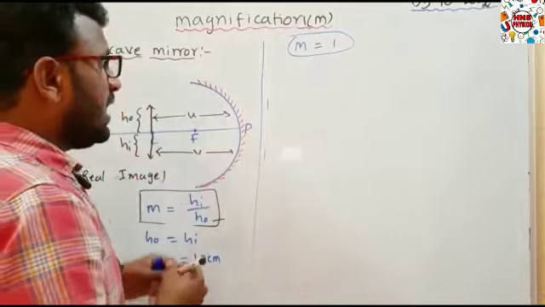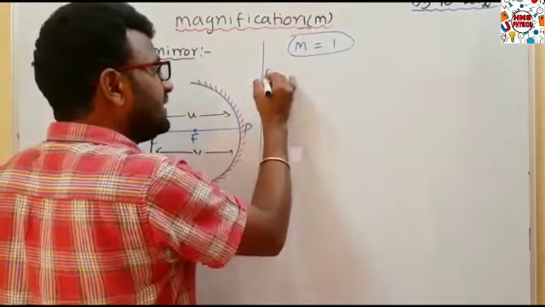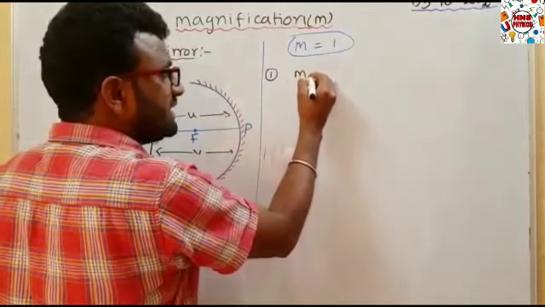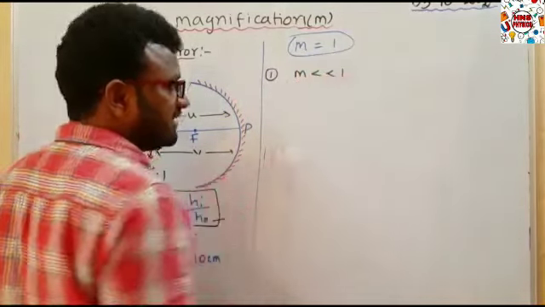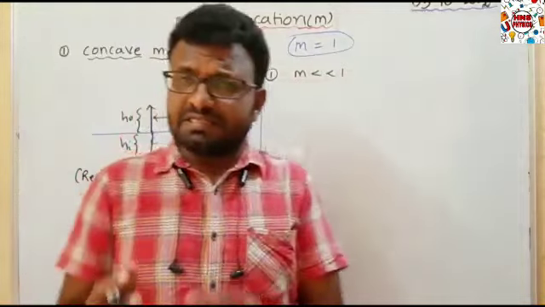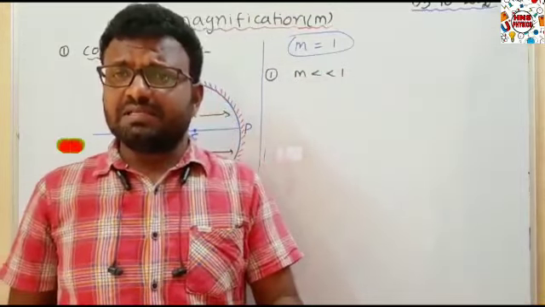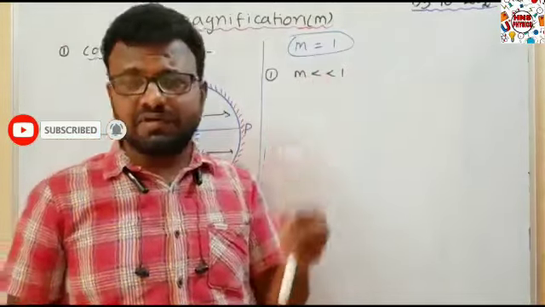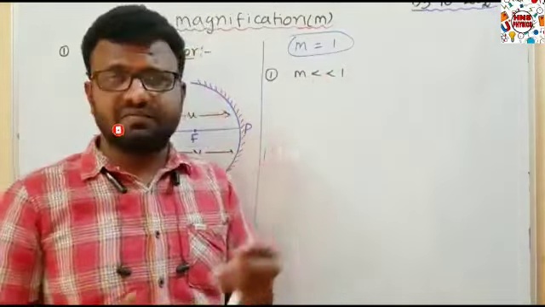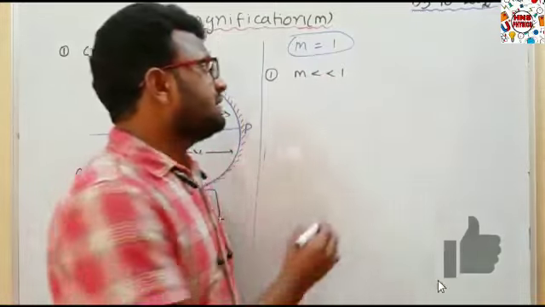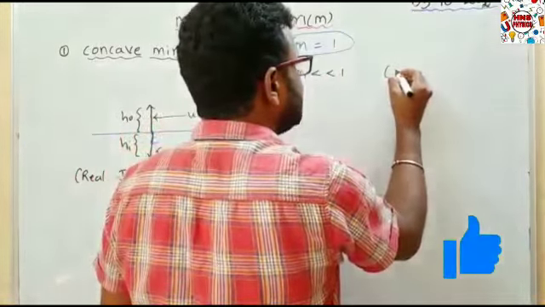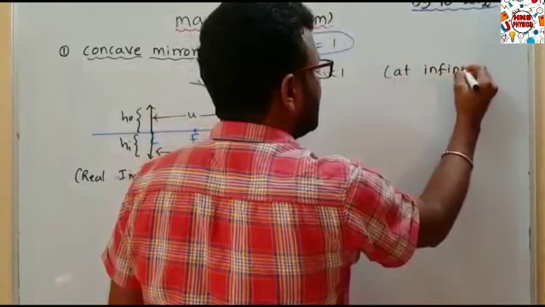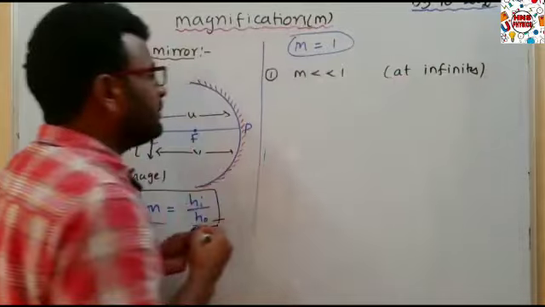For example, the object is placed at infinity. At that time, what will magnification be? That is m is less than 1, because in this case the size of the image is much smaller than the object. That's why magnification is less than 1. This case will be asked as a question in the exam: at what case is the object placed at infinity, right?